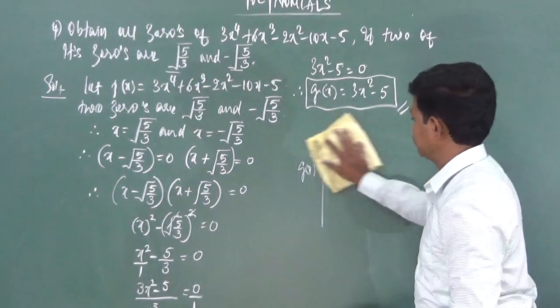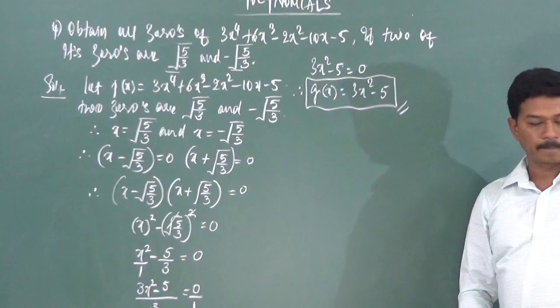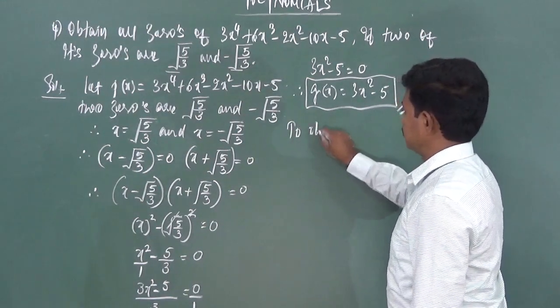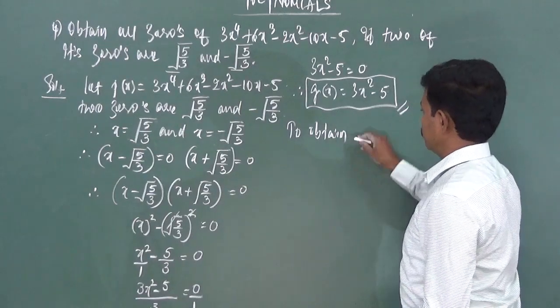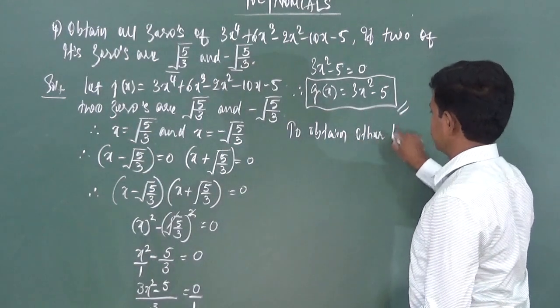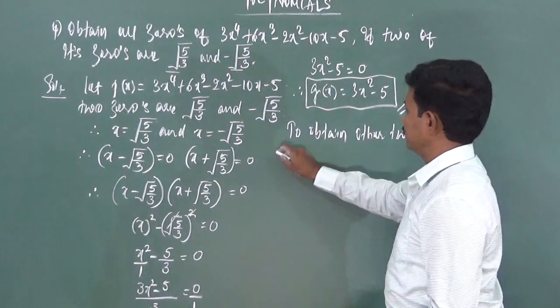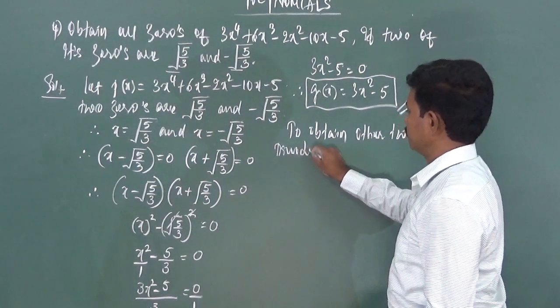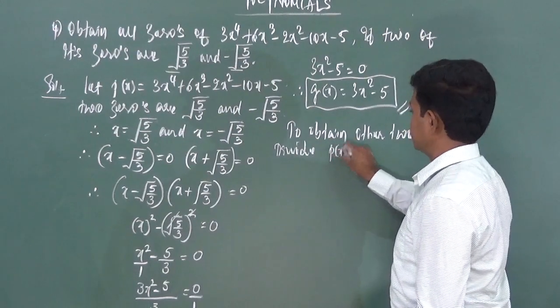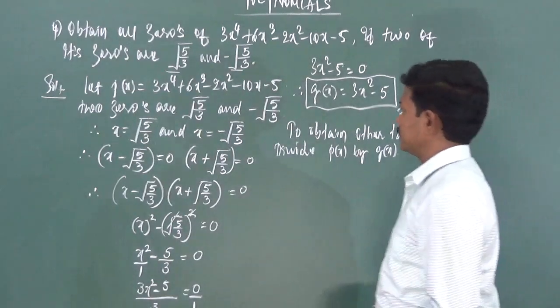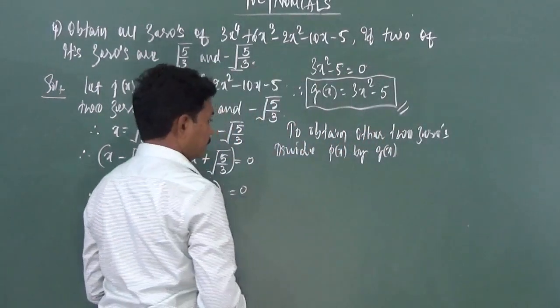So now, to obtain the other two zeros, divide p of x by g of x. Let us divide this. So let us go with the division process.